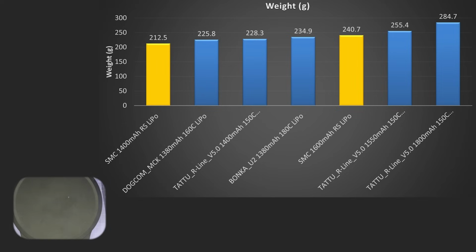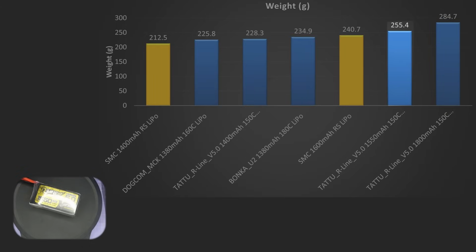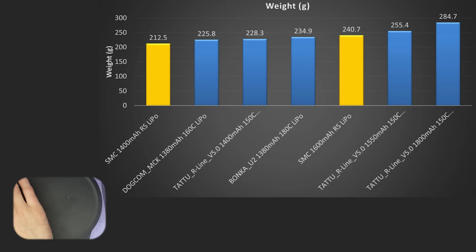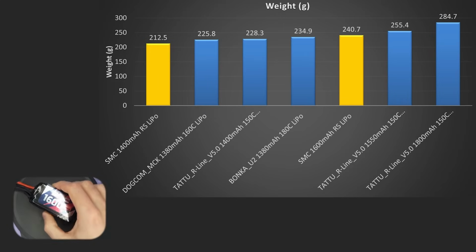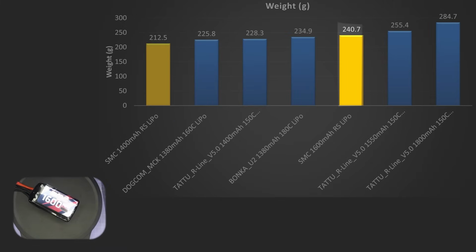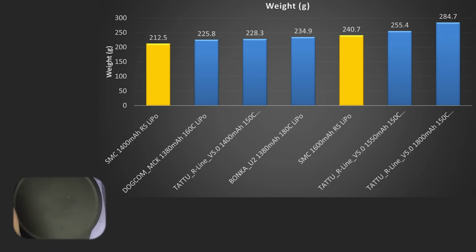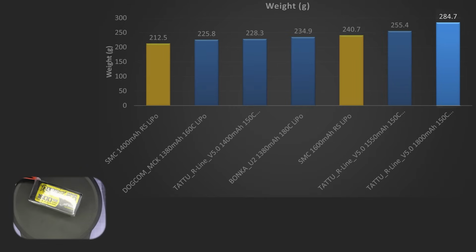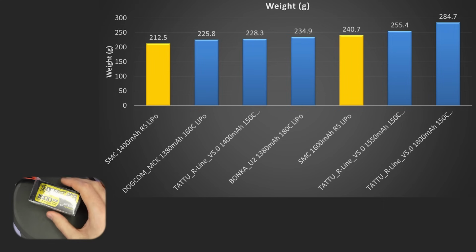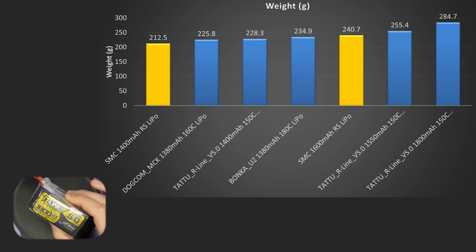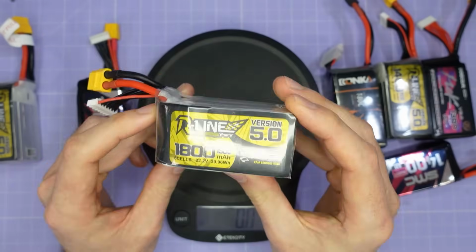If we look at the 1600 mAh now, we'll start with the R-Line 1550 version 5. That comes in at 255.5 grams. The SMC 1600 with a bit more capacity comes in at 240.7, so that's about 15 grams lighter. And just out of interest, the 1800 R-Line V5 comes in at 284.7 grams, which is just about 45 grams heavier than the SMC. But surely it's not going to be competing with this pack. After all, it weighs 20% more.